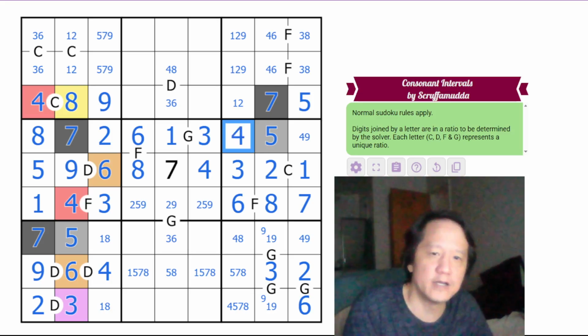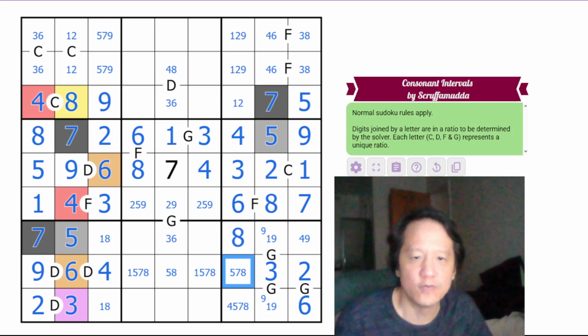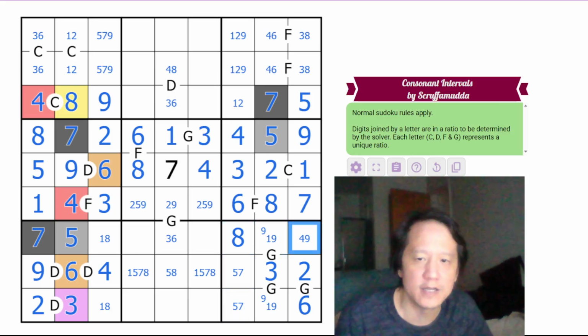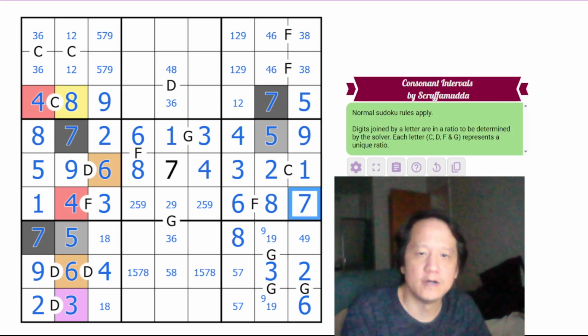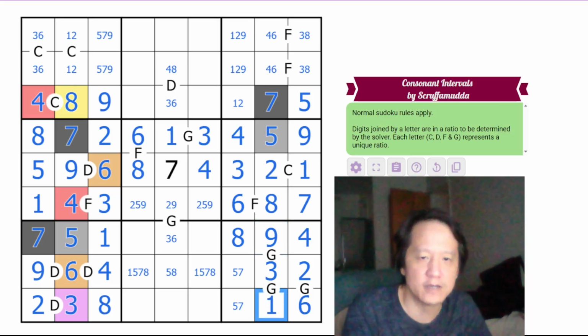This can't be 9. This is 4. This can't be 4, so this is 9. This can't be 4, so this is 8. These can't be 4 or 8, so it's a 5, 7 pair. This 9 eliminates 9 in the rest of the column, so this is 4. This is 8. This 8 eliminates 8 here, so this is 1. This is 8. 1 eliminates 1 here, so this is 9 and 1.